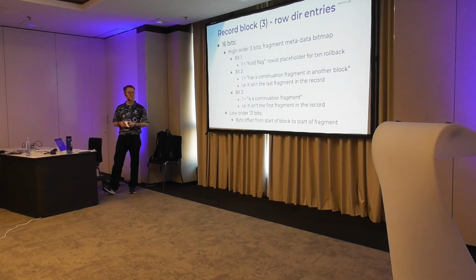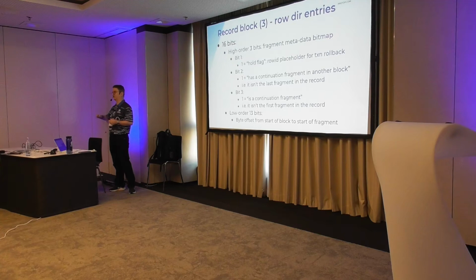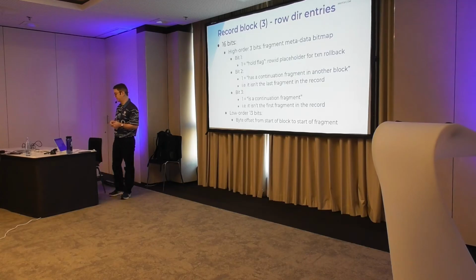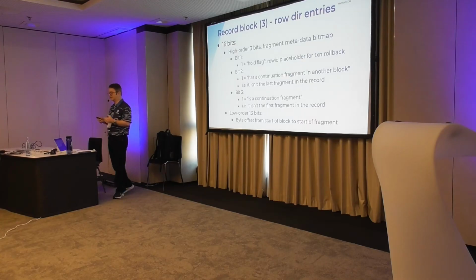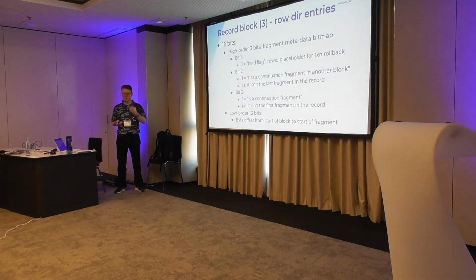The second bit means this fragment has a continuation fragment. In other words, it's a fragmented record, and there's another fragment yet to come in some other record block. We'll look at fragmented records later. And then the third bit means this is a continuation fragment. In other words, there was some stuff in the record in some other fragment previously that pointed to this one. In other words, this isn't the first fragment in this record. So that's the first 3 bits of the 16-bit directory entry. And then the last 13 bits describe the physical offset from the beginning of the block to the beginning of the record fragment. So that's the physical locator of the record fragment.